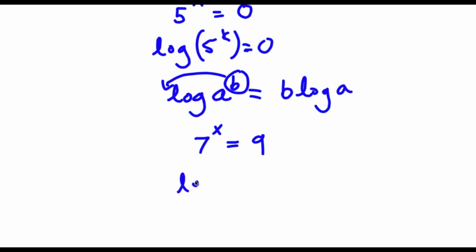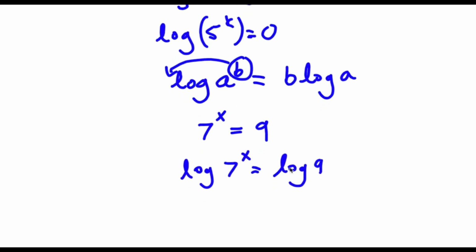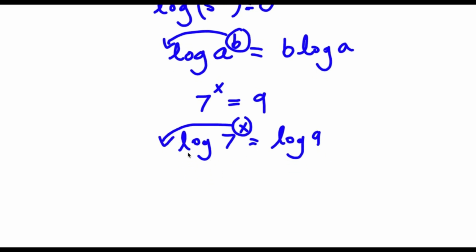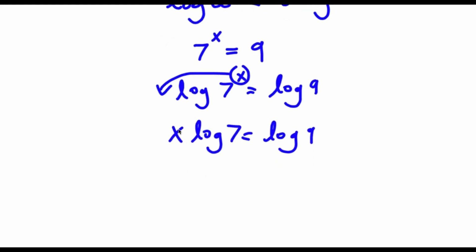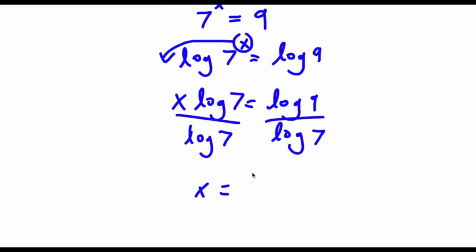So by using this property, we first have to take the log on both sides. And then we can use this property by moving x to the front. So we have x times log 7 is equal to log 9. And now, because x is an actual term, it's pretty simple to solve for it. All we have to do is divide by log 7 on both sides. And we get x is equal to log 9 over log 7. So as you can see, this property is really useful for solving for x when it's an exponent.